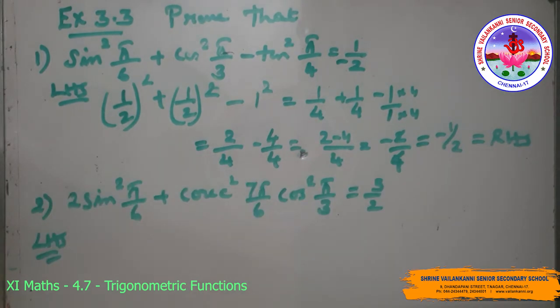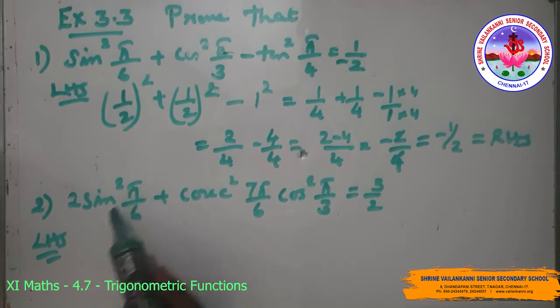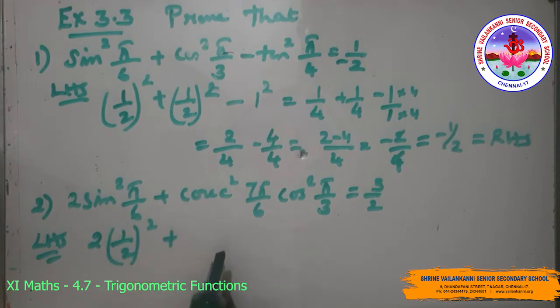Second one, prove that 2 sin square pi by 6 plus cosecant square 7 pi by 6 into cos square pi by 3 is equal to 3 by 2. So LHS is 2 sin square pi by 6 plus cosecant square 7 pi by 6 into cos square pi by 3. So pi by 6 which is 30 degrees, sin 30 whole square. So half whole square.